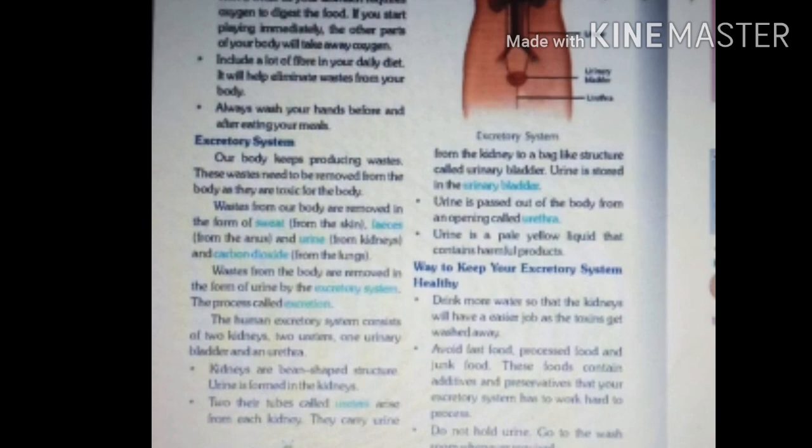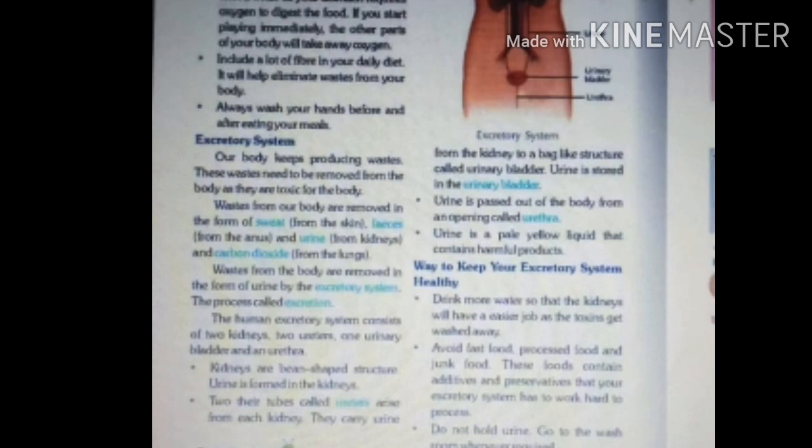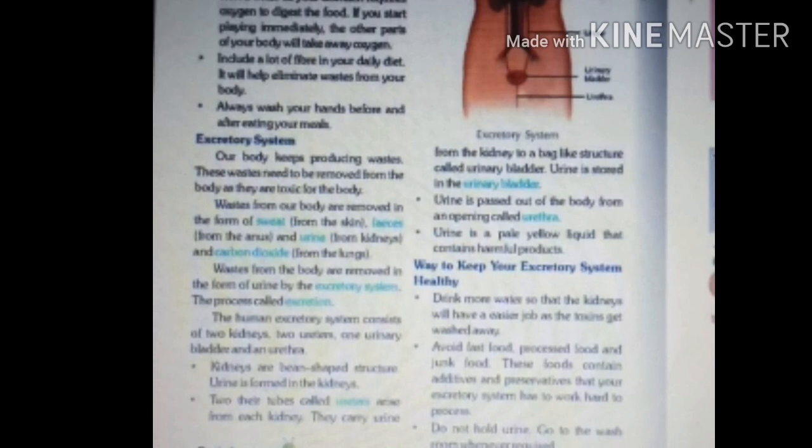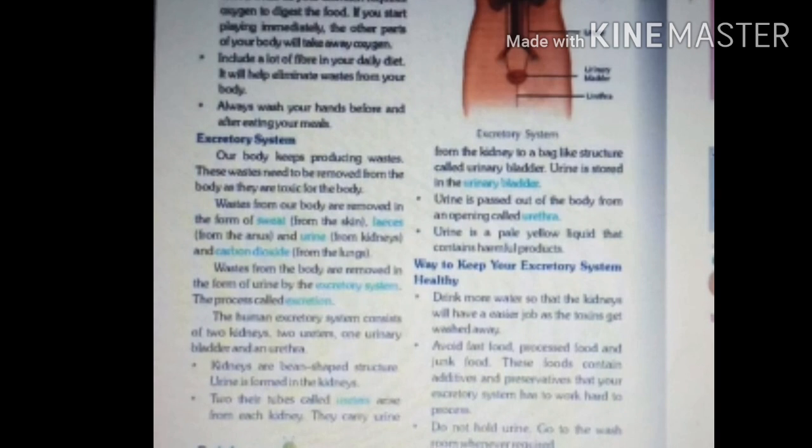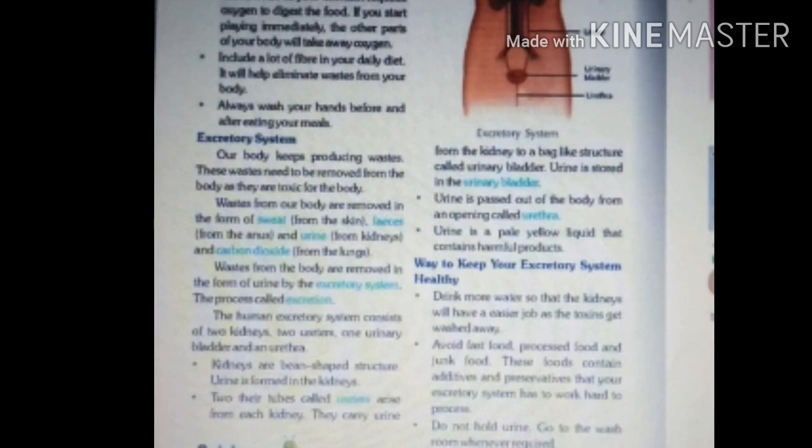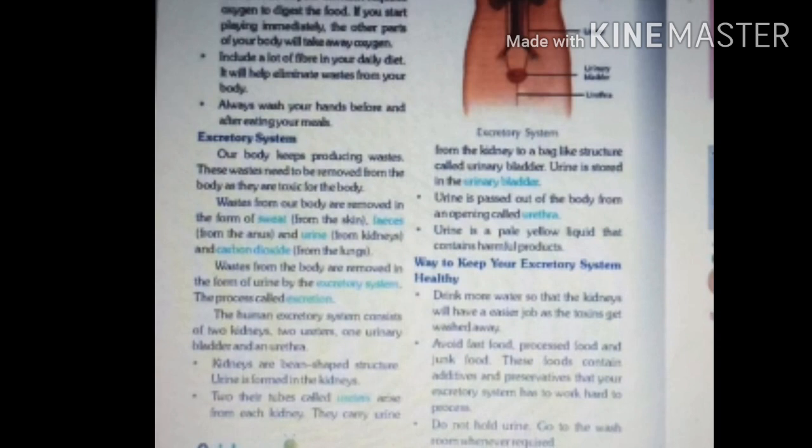And next is, do not hold urine. Children, never hold urine. It will create a lot of problems for you. Go to the washroom whenever required and never hold the urine. By keeping all these ways in your mind, you should keep your excretory system healthy.